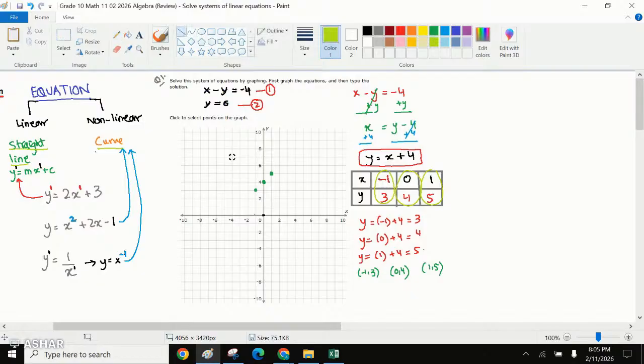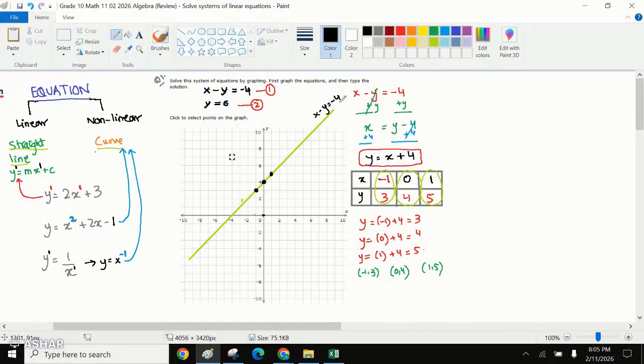If we have two or more points, can we join them together to form the line? Let's see. If I join these points together, can I say we form the line for the first equation? That was x minus y is equal to -4.